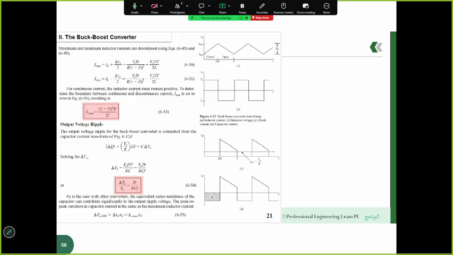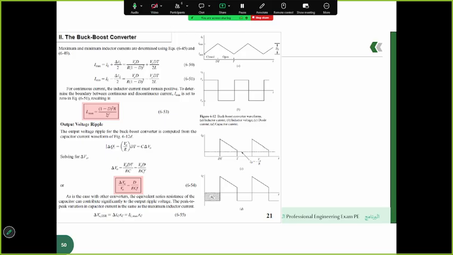The slide then provides a formula for the minimum inductor L min required to ensure continuous operation, which is a key design parameter. If the inductor value is less than L min, the current will drop to zero during each cycle and the converter will operate in discontinuous conduction mode.